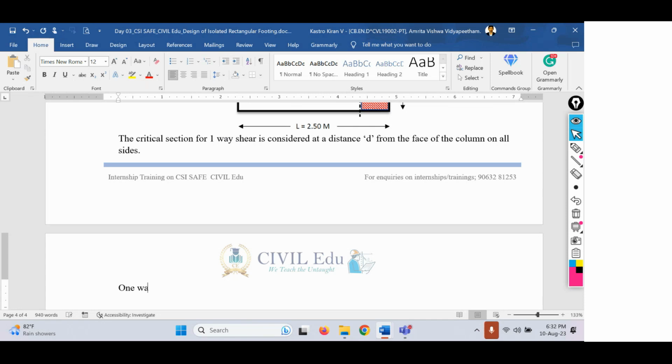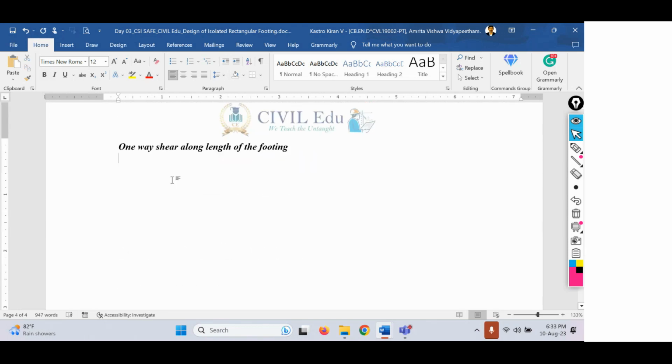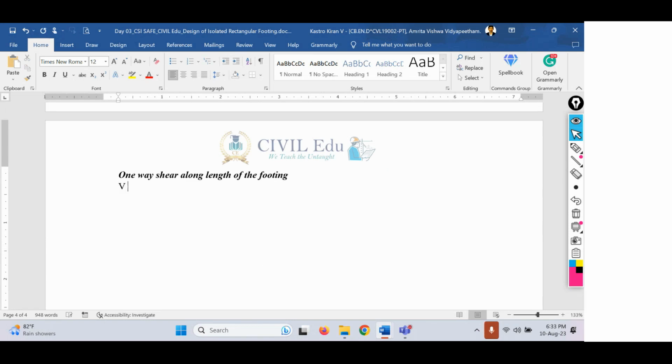So, one-way shear along the length of the footing. Let us find out the one-way shear along the length of the footing, which is defined as capital V, the shear force. So capital V equals the upward soil pressure into the width of the footing into the length of the footing minus A.